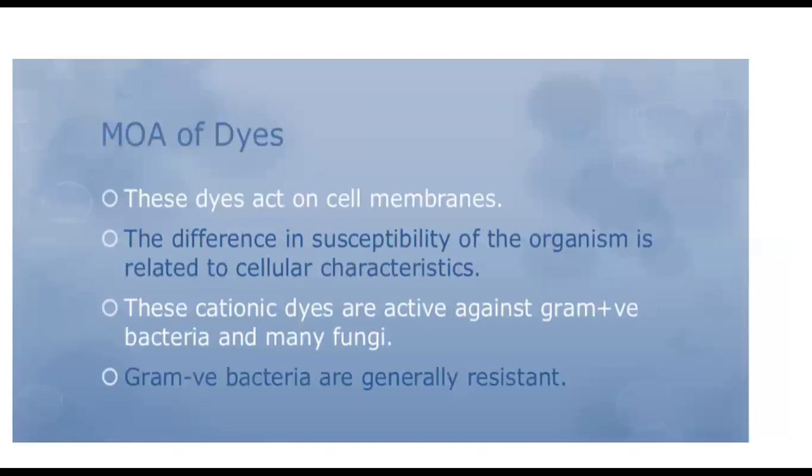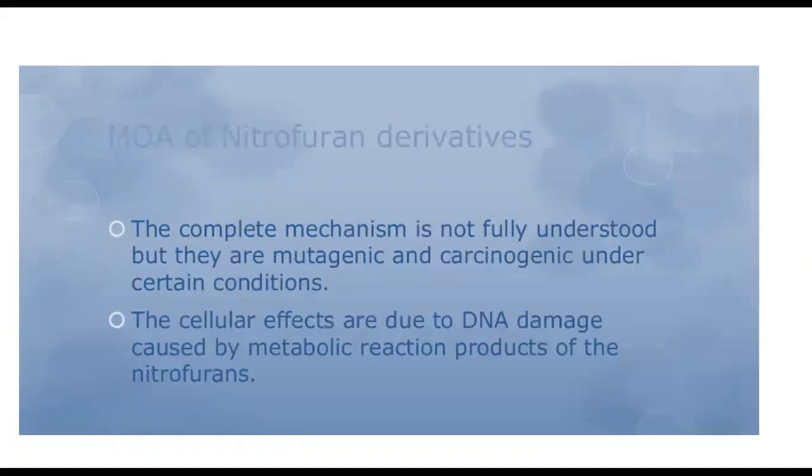Dyes will exhibit a mechanism of action on the cell membrane, and the difference in susceptibility of the organism is related to cellular characteristics. These cationic dyes are active against gram-positive bacteria and many fungi. Gram-negative bacteria are generally resistant. Nitrofuran derivatives, the complete mechanism is not yet understood, but they are mutagenic and carcinogenic under certain conditions, and the cellular effects are due to DNA damage caused by metabolic reaction products of the nitrofurans.